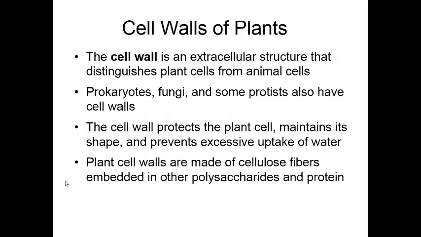Many different types of cells have cell walls. The cell wall is the major structural component of a plant cell. The cell wall of a plant cell is made up mostly of cellulose fibers. Cell walls are also found in prokaryotic bacteria. We learned that they are made up of a material called peptidoglycan. Cell walls can also be found in fungi and in some protists as well.